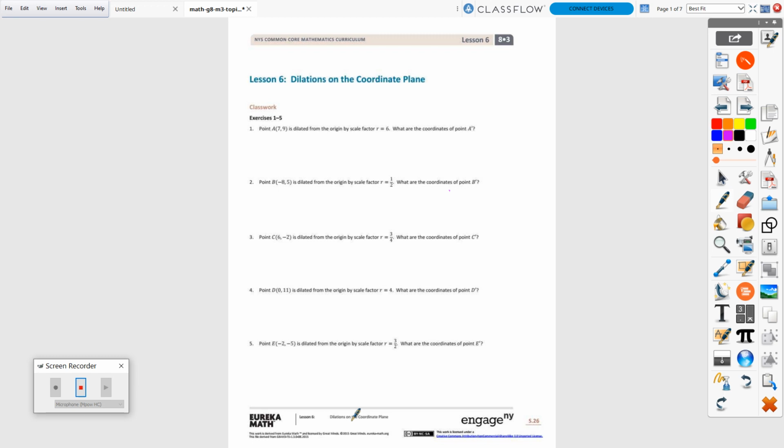drawing it. So you are on page 59 of your textbook, and let's take a look at exercises 1 through 5. I want you to go ahead and see if you can take a guess. Pause the video, take a guess on numbers 1 and 2, and then continue.